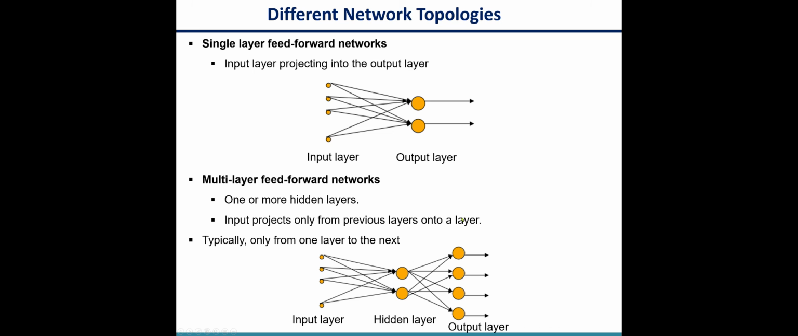That is the multi-layer feed forward network. It has two layers, or one hidden layer, as a fully connected network.